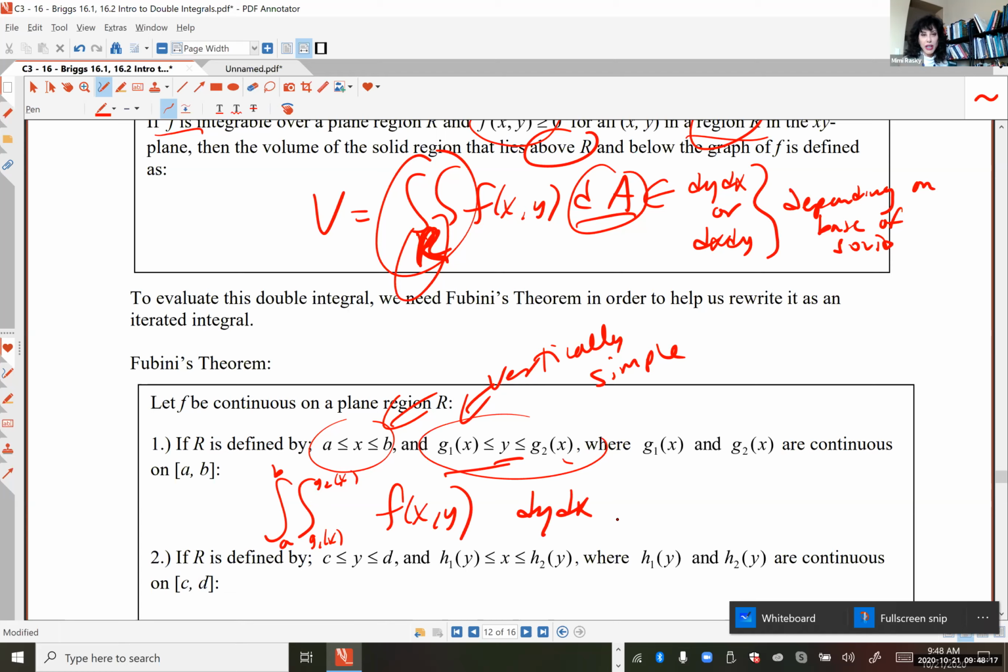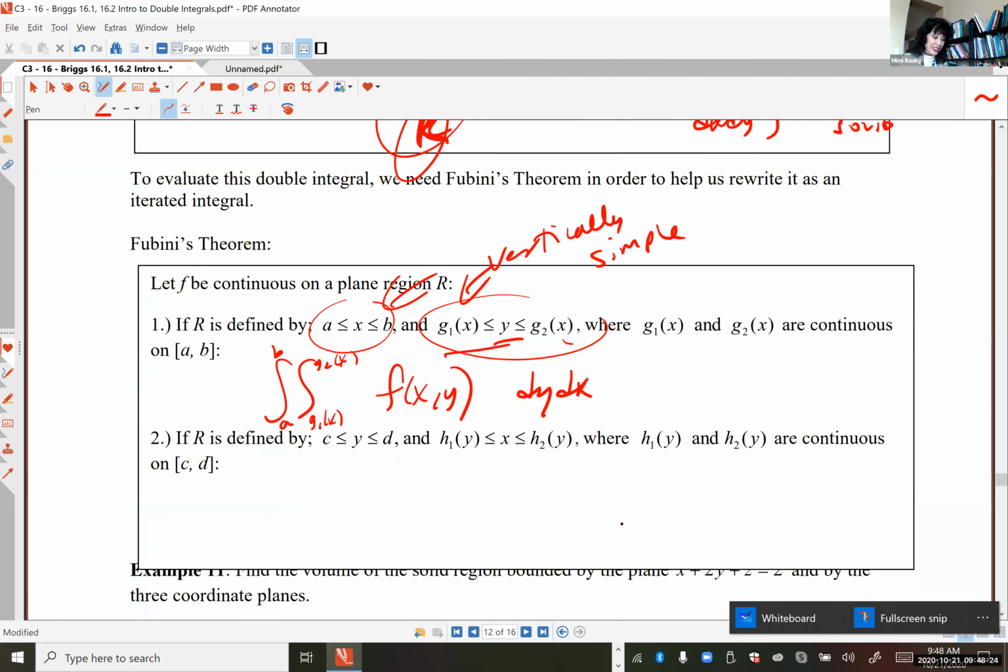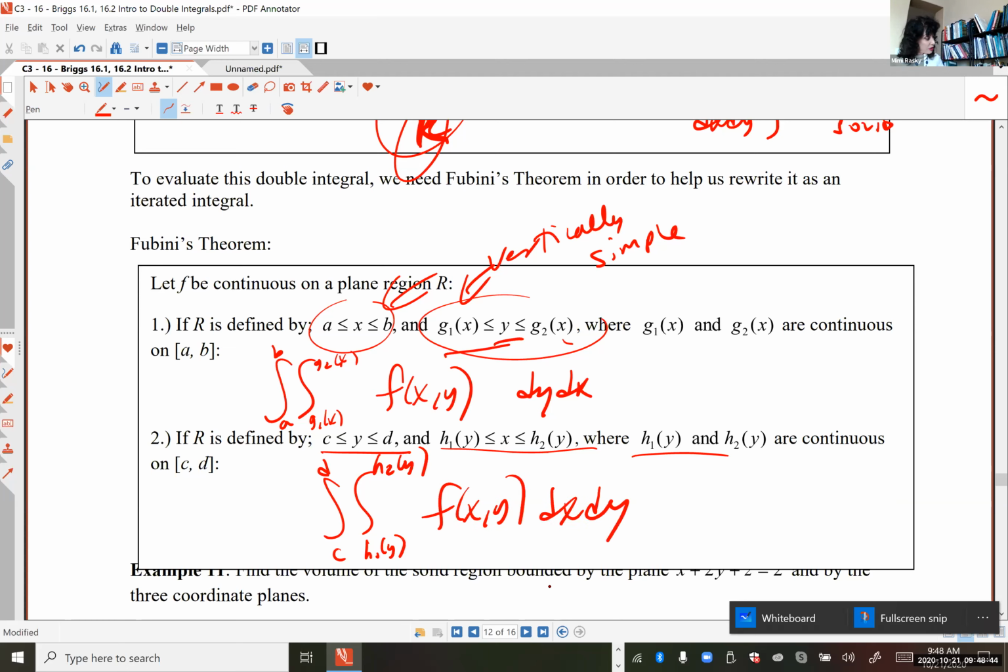This is my personal favorite, and it probably is going to be yours also, because you don't have to think in functions of y. On the other hand, if your region is defined a little differently, where y is going from a pure number to a pure number and x is variable, and you need those functions to be continuous, then you're going to iterate in the following way. So you're going to have y go from pure number to pure number, and then your order of integration will be the horizontally simple choice. Okay, so now let's go get a volume.